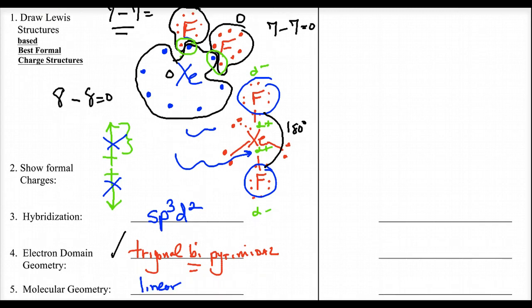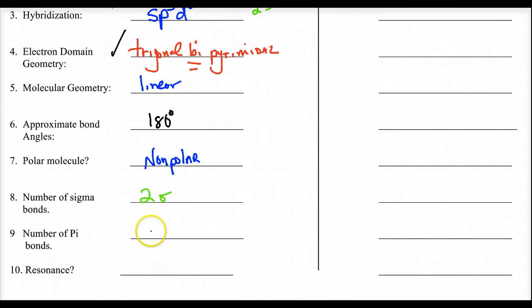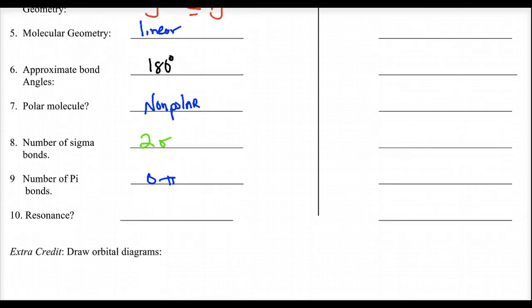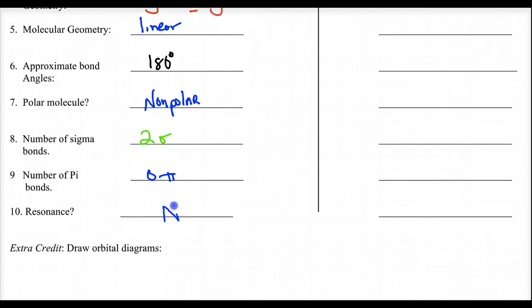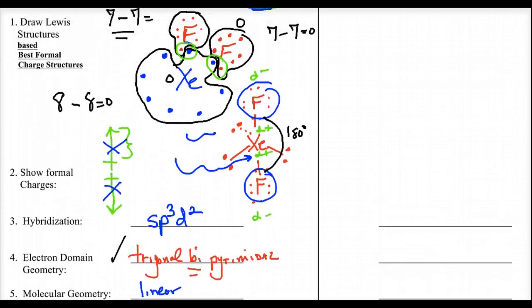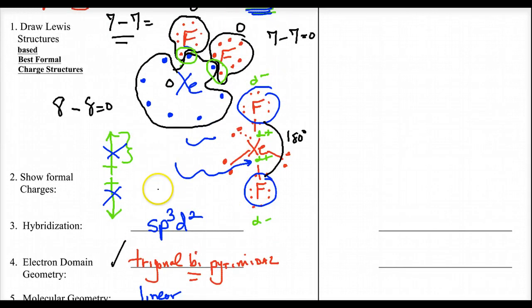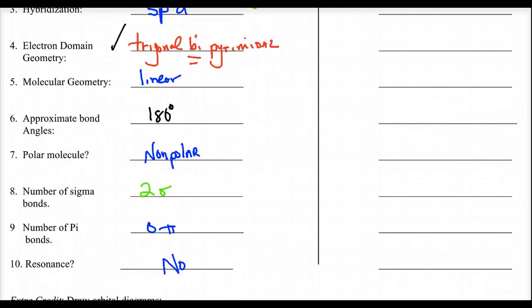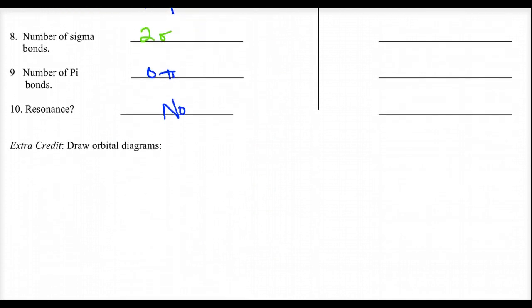Moving forward. Pi bonds: there are 0 pi bonds because we don't have a double or a triple. Resonance? No need for resonance here. There's no double bond somewhere else in the molecule to make this work. Okay, and last question, extra credit.